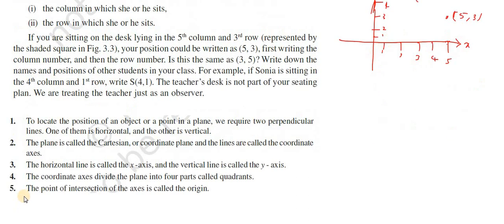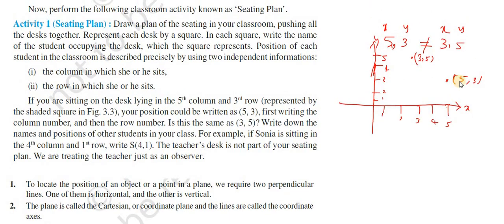Okay, next. Write this in the classwork. Mention today's date and day, and the lesson name, coordinate geometry, and write these points. To locate the position of any object or point in a plane, we require two perpendicular lines. Here I located 5 comma 3. For that, what did I require? I required two perpendicular lines. One is the x axis and one is the y axis, and where these two perpendicular lines meet is known as the origin.